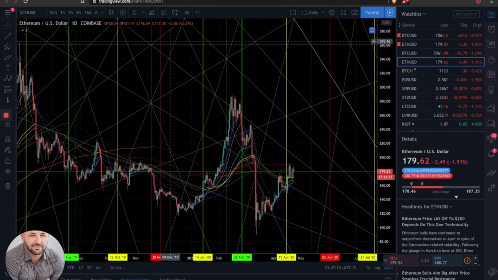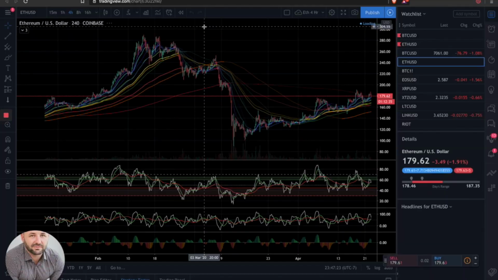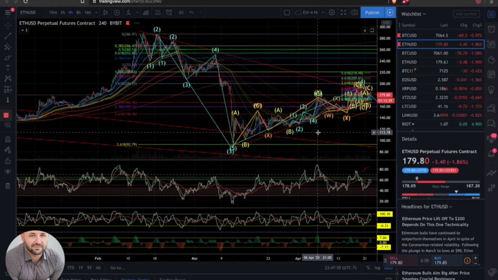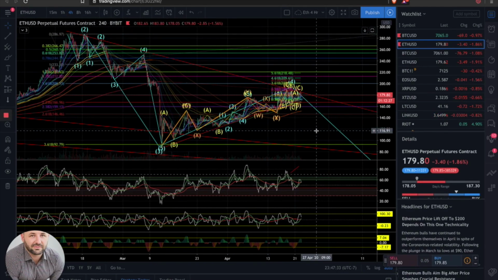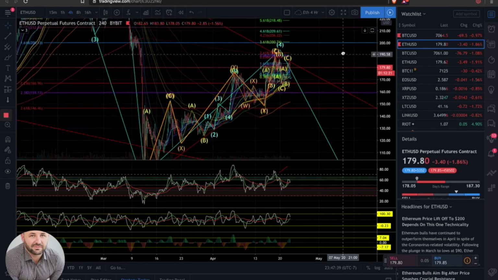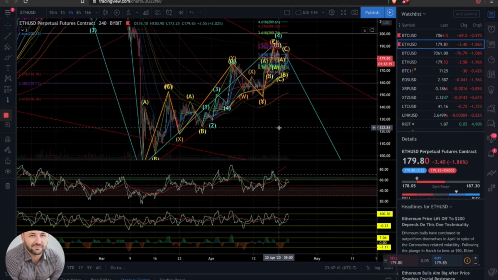So let's go ahead and look at the 4 hour real quick. I just want to start at a higher time frame and then work into a smaller one, and go from there. So again, I have this labeled all as very, very corrective. Nothing about it in my eyes could potentially be impulsive.